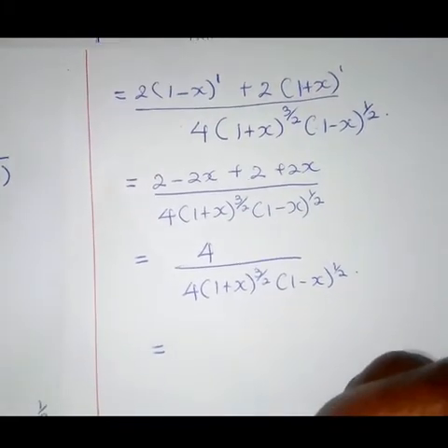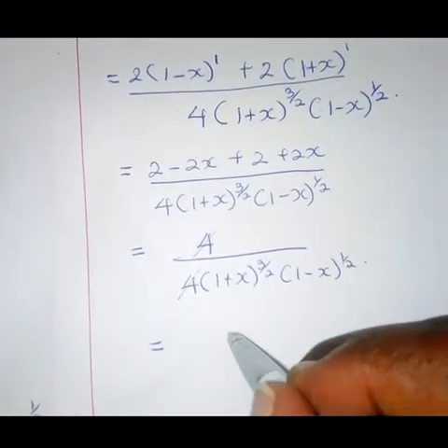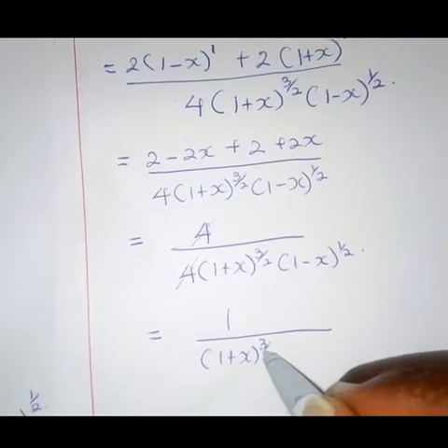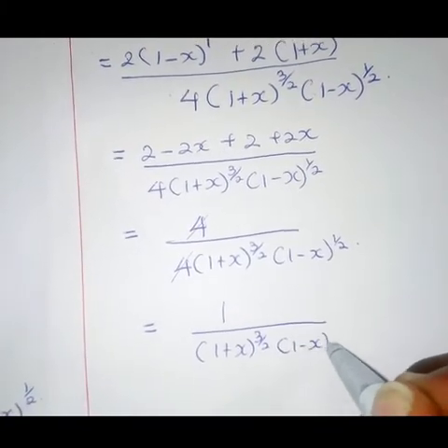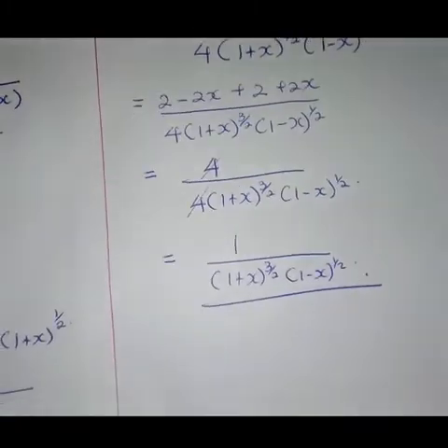Okay? So you realize that this and that will reduce and remain with 1 over (1 plus x) to the power 3 over 2, times (1 minus x) to the power a half. And that is the answer.